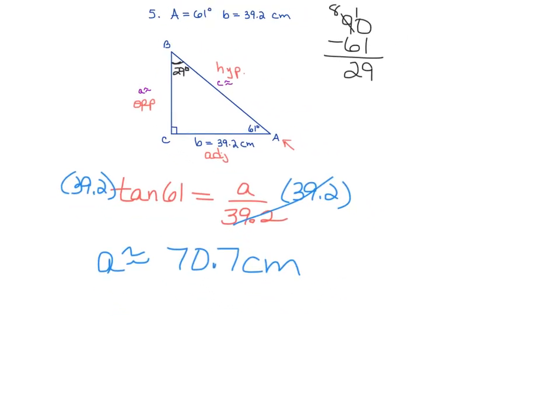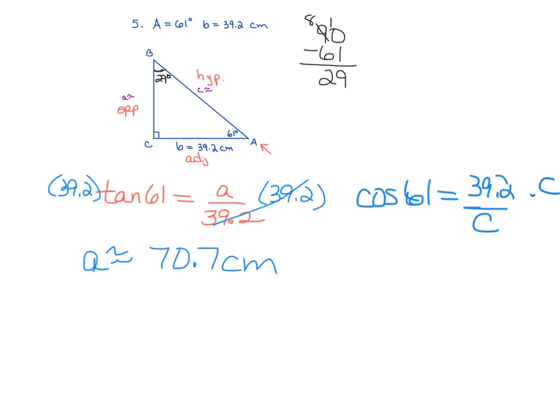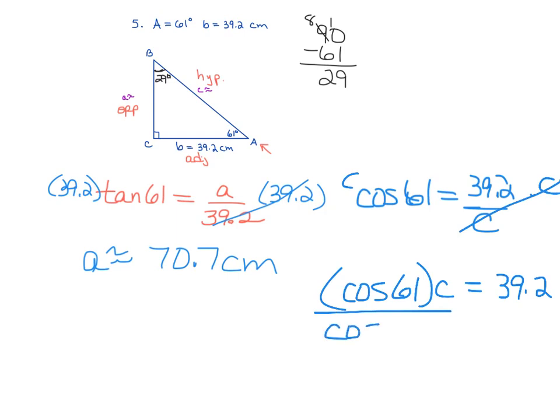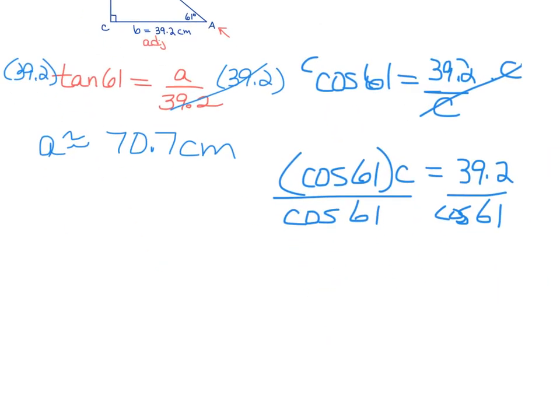So to find side C, which is the hypotenuse, I'm going to be doing cosine. Cosine 61, adjacent over hypotenuse. And now I'll solve for C. I'm going to multiply both sides by C to get it out of the bottom. So cosine 61 times C is equal to 39.2. Divide both sides by cosine 61. And I end up with C approximately equal to 80.9 centimeters.